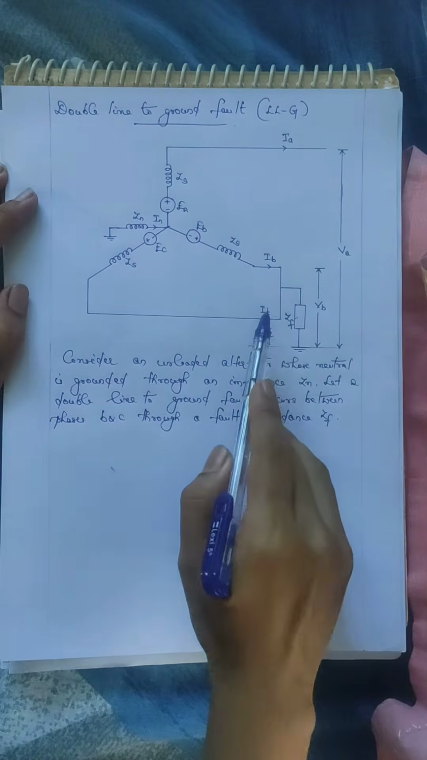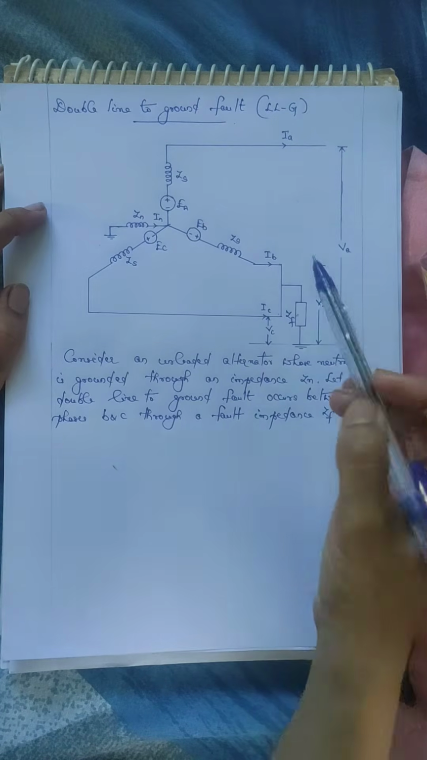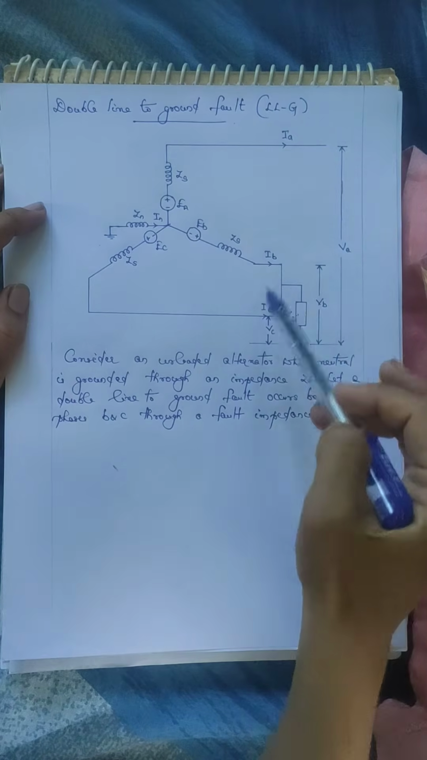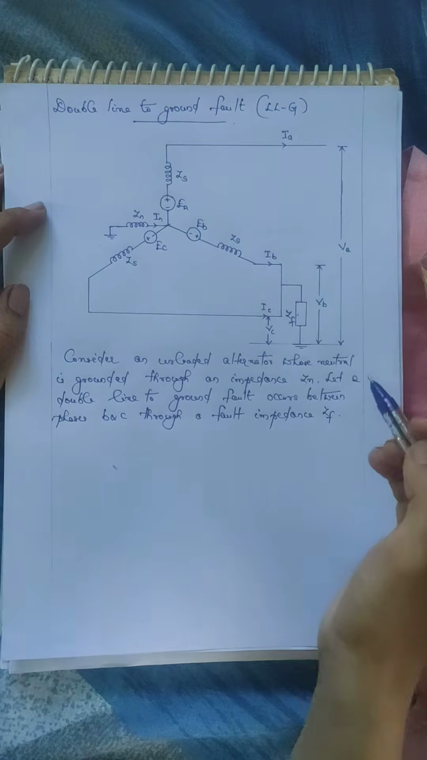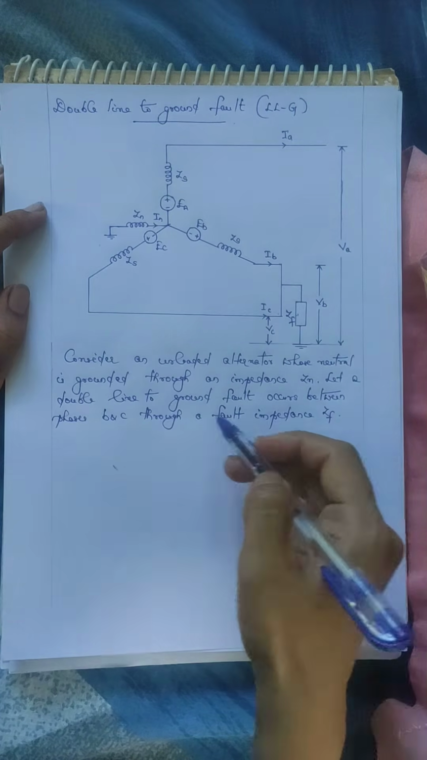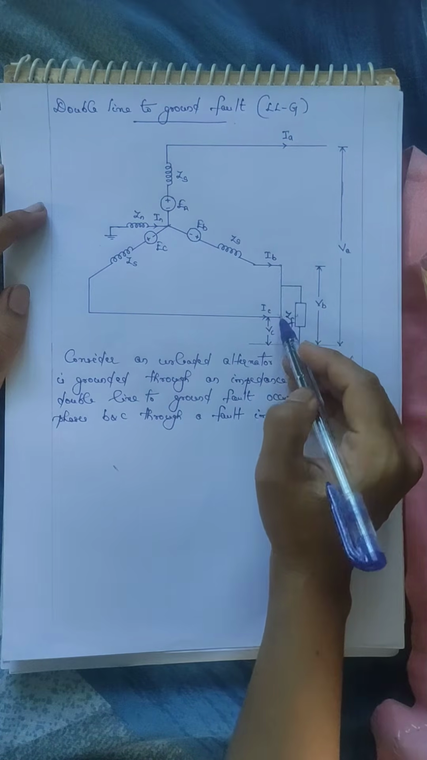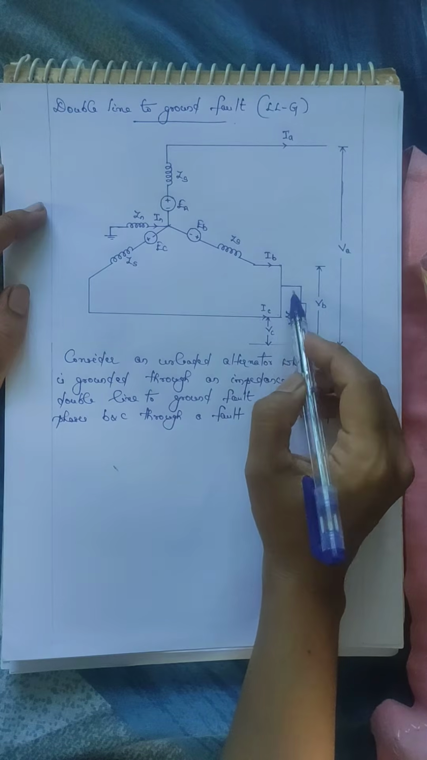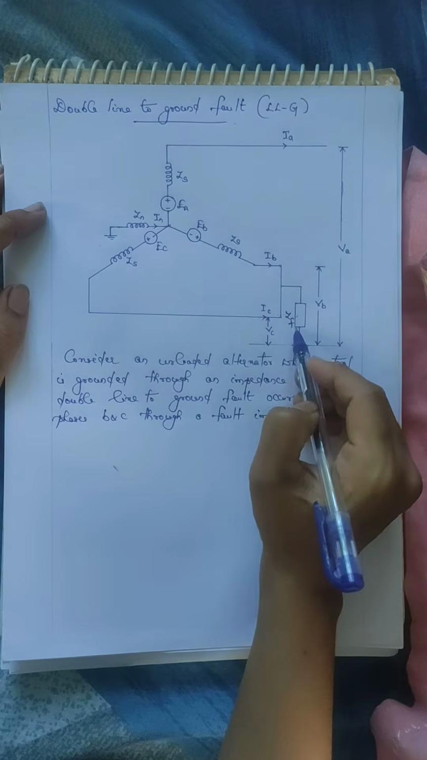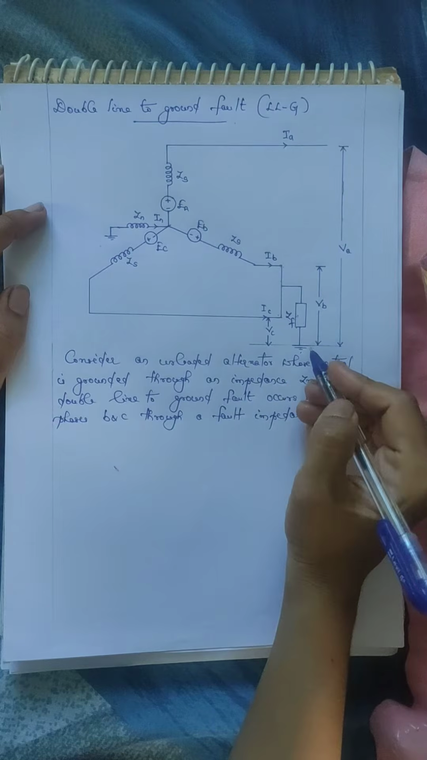Here IA, IB and IC are the currents flowing out of the alternator terminals, and as the alternator is unloaded, before the occurrence of fault, IA, IB and IC are 0. Now we are considering that there is a double-line-to-ground fault between phases B and C. So phases B and C get shorted and then get connected to the ground through a fault impedance Zf.